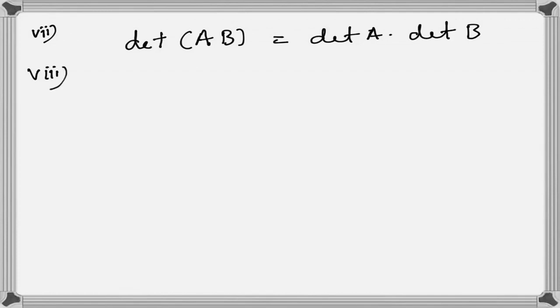For example, what is the determinant of C times a matrix A, where C is a scalar? This is nothing but C to the power n times the determinant of A, given A is an n cross n matrix. So these are some important properties of determinant. If some more properties are used, then I'll explain them when I solve those problems.